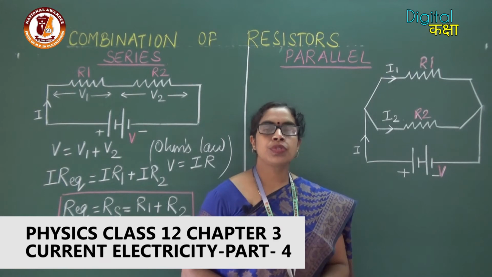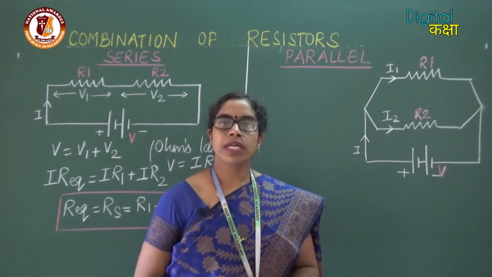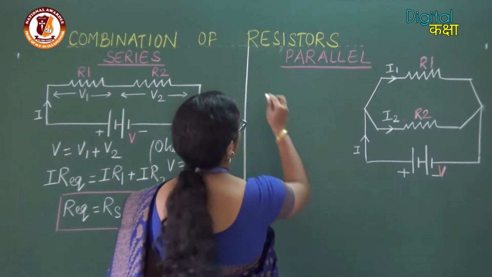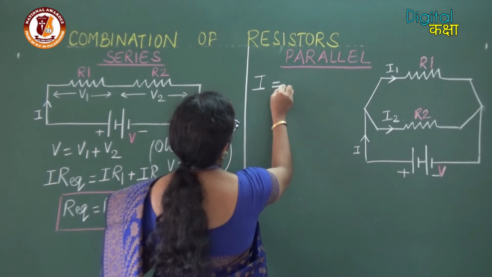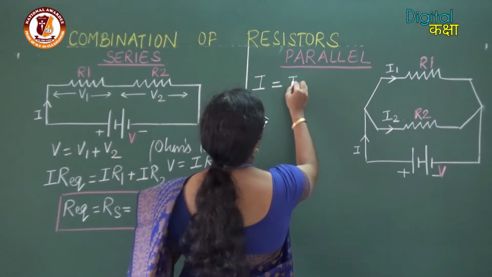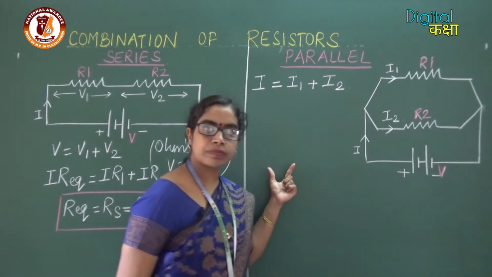So, in order to start the derivation for the formula for the equivalent resistance in the parallel combination, we will start with the value of the total current. So this value of I is equal to I1 plus I2.